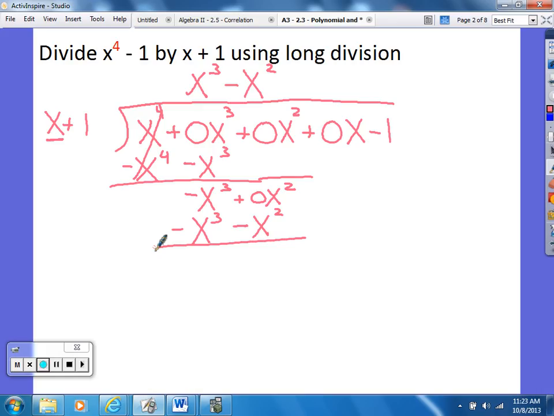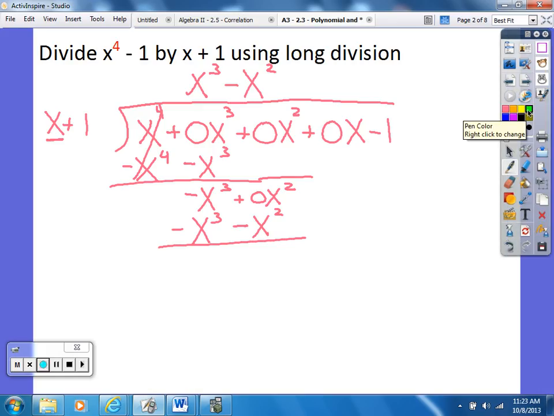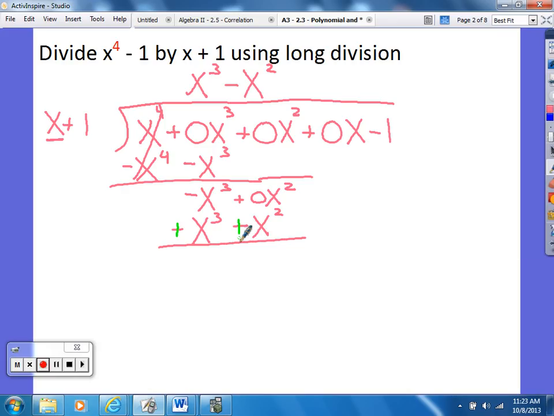Here's what I mean by that. I'm even going to change colors. I'm going to change the signs, and now I'm just going to add the columns. If I add these two, what's going to happen? They're going to cancel. If I add these two, what's going to happen? I get a positive x squared. You don't have to write the plus sign I just did. Okay, you don't have to though. And I'll bring down the 0x.